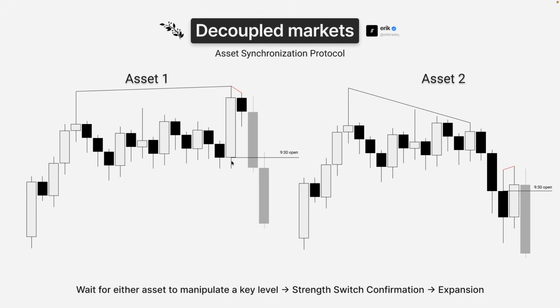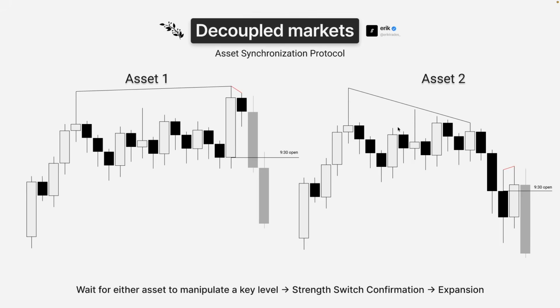So we have 9:30 open on asset 1, opening up higher to decouple and manipulate this high. And then after we get that asset synchronization in the form of a strength switch SMT fill, right? You can now have both assets synchronized, and now we can expand lower. This is asset synchronization. A lot of you guys are asking me, do you need a gap on both assets?